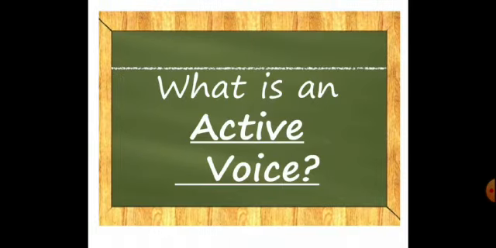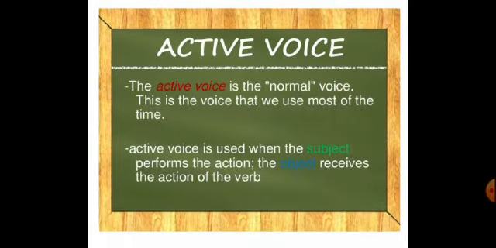Now let's start to know what an active voice is. Active voice is the normal voice that shows the subject or the doer of the action, who did something. This is the voice that we use most of the time, the normal simple sentence with the subject, verb, and object. Active voice is used when the subject performs the action and the object receives the action of the verb.